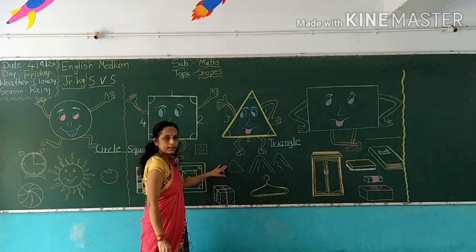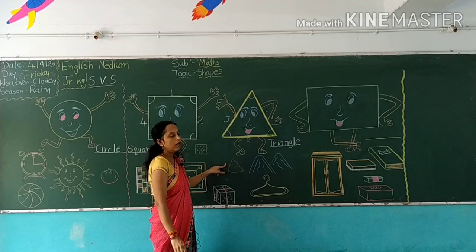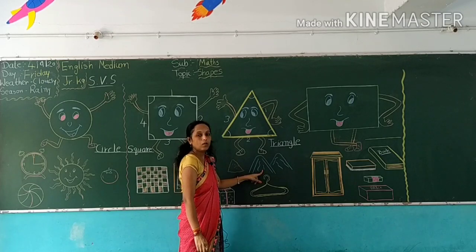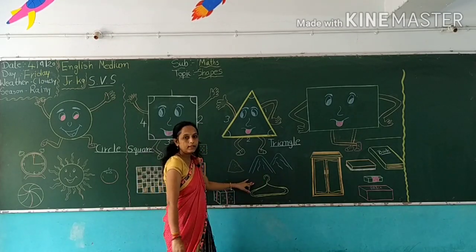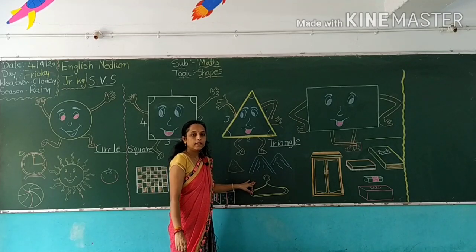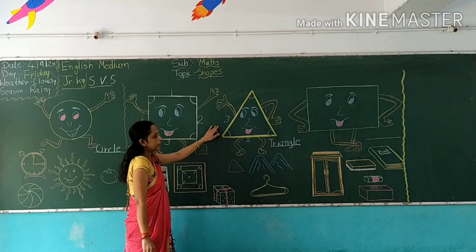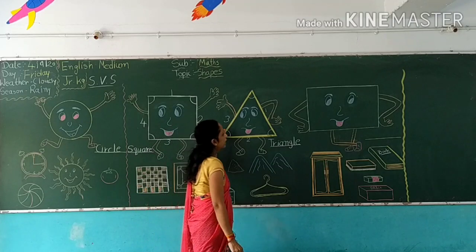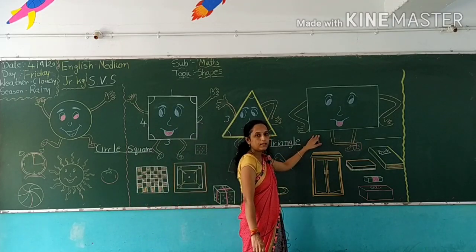Okay. What is this? This is the samosa. The samosa is also in triangle shape. And mountain. The mountain is also in triangle shape. And what is this? Hanger. This hanger is also in triangle shape. Okay. So which shape is this? This is a triangle. And our last shape is, tell me which shape is this?